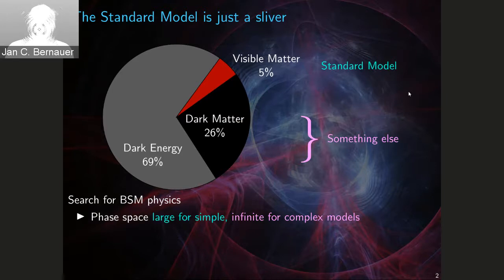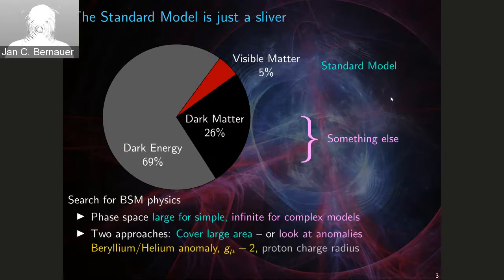The search for beyond the standard model physics has the problem that there's a really large phase space, even if you assume just simple models, and if you go to complex models, it's essentially infinite. So it will be really hard to find in this vast space. There are two approaches to handle this. You can mount an experiment to cover a large area in that phase space, and many experiments looking for beyond the standard model physics do this. Or you can look at anomalies in the standard model where some things do not quite add up to what the standard model would describe, and hope that there you see some influence of new physics. The one I'm talking about here is the anomaly in beryllium and helium. Others are, for example, the muon g-2, or, as some people thought, the proton charge radius puzzle.